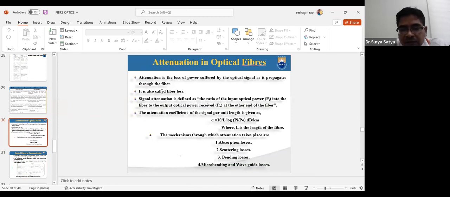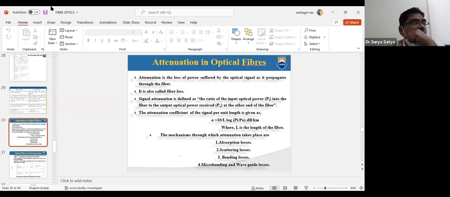So this is one of the important properties of optical fiber, that is, losses. These losses in optical fiber can be studied with a property called attenuation, which is defined as the loss of power suffered by the optical signal as it propagates through the fiber. This is also called the fiber loss. It is defined as the ratio of the input optical power Pi into the fiber to the output optical power received at the other end of the fiber. So Pi is the input and P naught is the output.